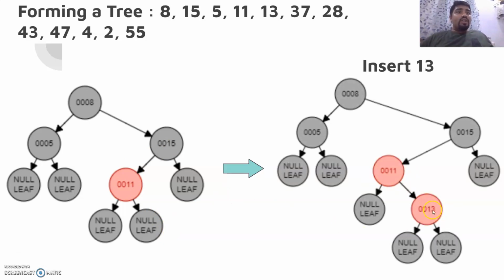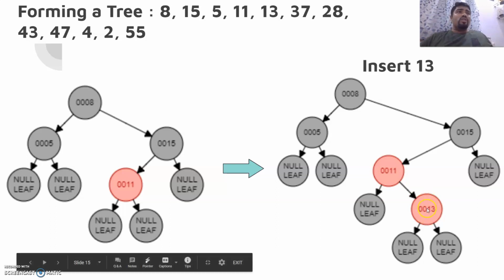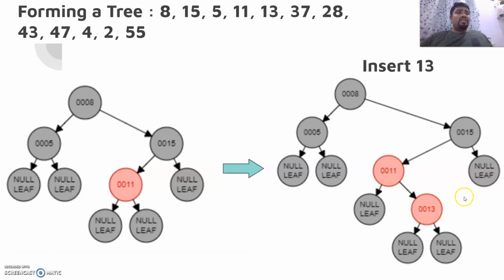Now, again you can see it is violating the property of red-black tree because you have a red-red parent-child relationship. So who will 13 look for? He will look for his uncle, right? That is the sibling of the parent. Who is the parent? 11. But do you have an uncle in this case? The thing is, you don't have an uncle in this case. So what should you do?